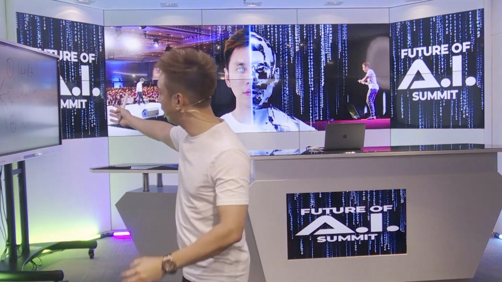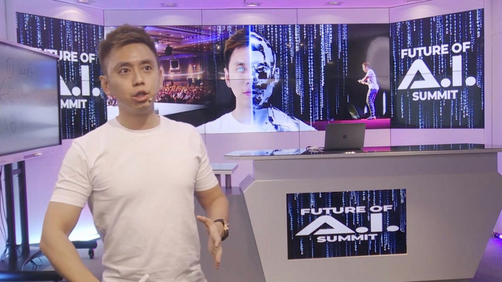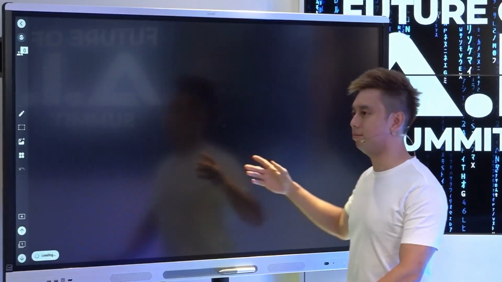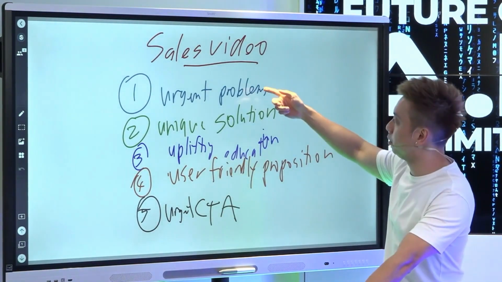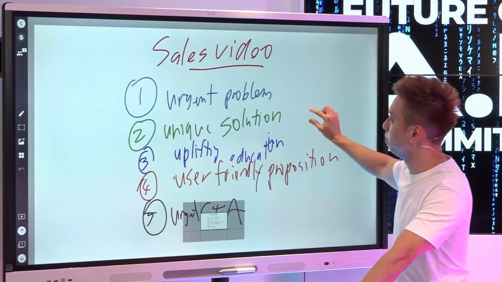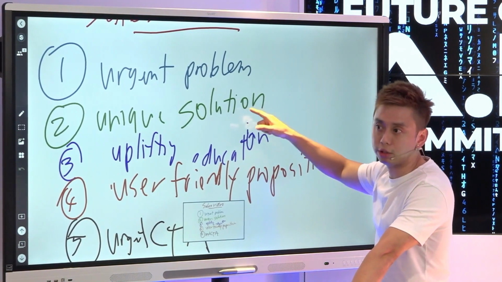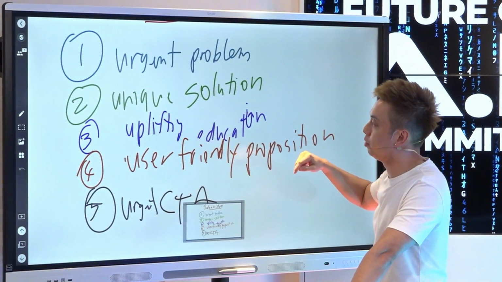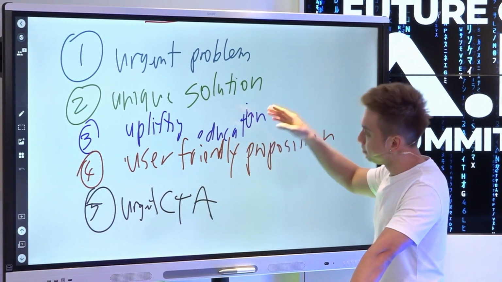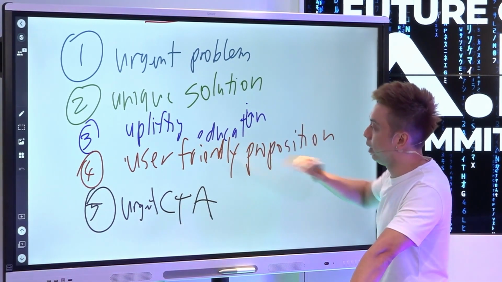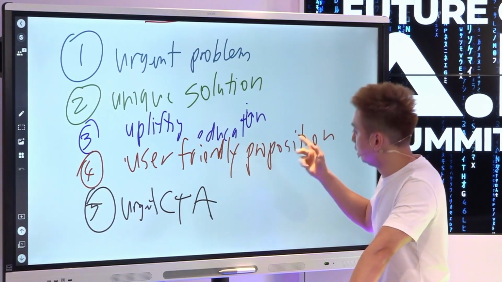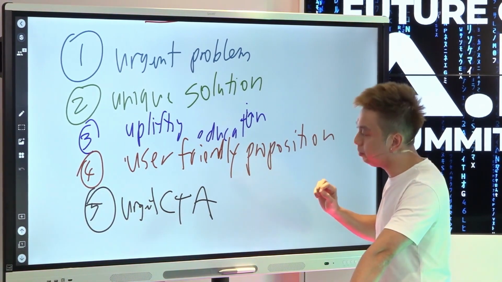So you might notice I'm really just going through the different steps here. There's literally nothing new. I started off with an urgent problem. I said that people are going to be replaced. There's a unique solution. What's the solution? It's going to be either the best of times or the worst of times, so get yourself equipped with the knowledge. I came with something to teach. Then a user-friendly proposition: I said, by the way, get yourself registered. You'll notice there's an event coming up.